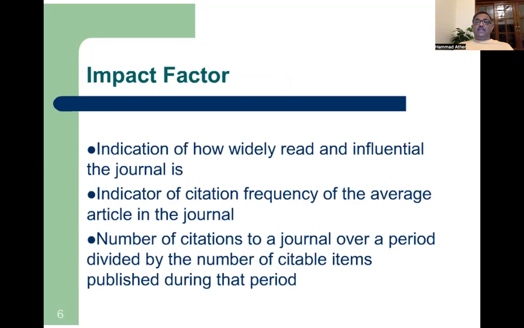Impact factor is something that is most commonly used, although it has been criticized by some people as well. But essentially, an impact factor is an indication of how widely read and influential the journal is. I'll tell you how to calculate the impact factor. It is calculated by citations. Citation essentially means the frequency with which an article in a journal is cited by other journals. So the number of citations to a journal over a period of time, divided by the number of citable items published during that period, is how you calculate the impact factor.